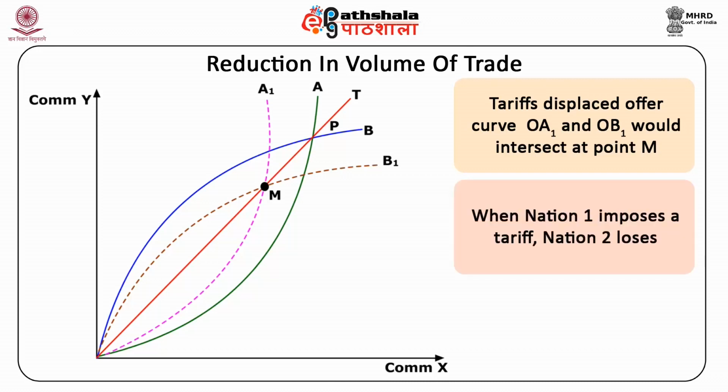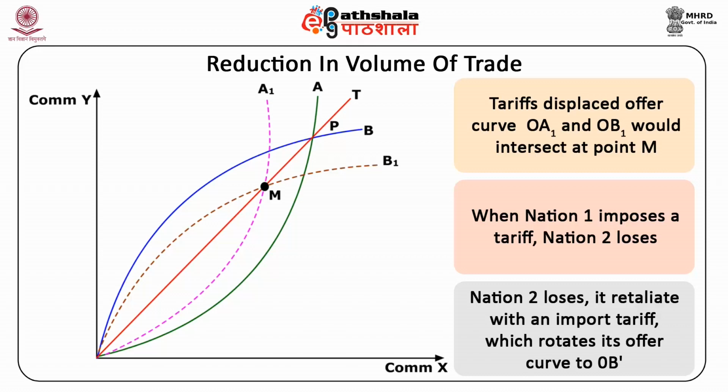When Nation 1 imposes a tariff, Nation 2 loses. The volume of trade of Nation 1 declines, but Nation 1's terms of trade improves. Since Nation 2 loses, it is likely to retaliate with an import tariff of its own, which rotates its offer curve to OB prime, giving the new equilibrium at M. Nation 2 has now recaptured all the loss in its terms of trade, but the volume of trade has shrunk considerably, so that both nations suffer a welfare loss.